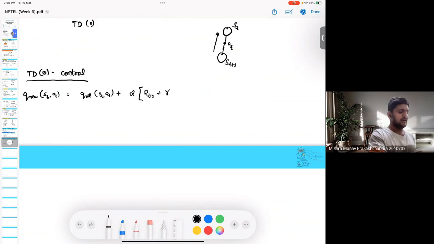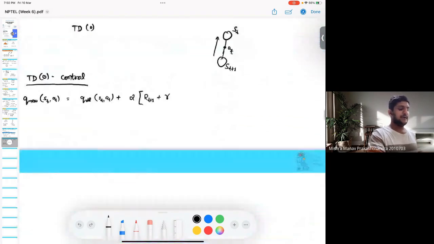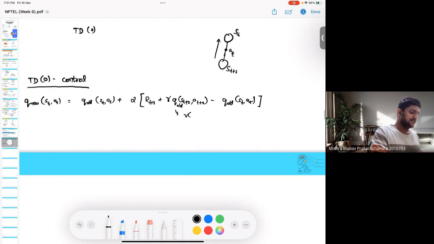Ideally, here I should put V of S_t, because that's what we approximated in equation 2, V of S_(t+1). But instead of that, I can put Q of S_(t+1), A_(t+1) minus Q old (S_t, A_t). So ideally, this should be V of S_(t+1).